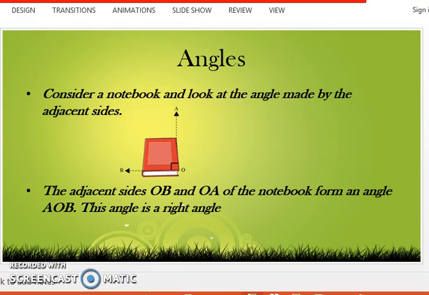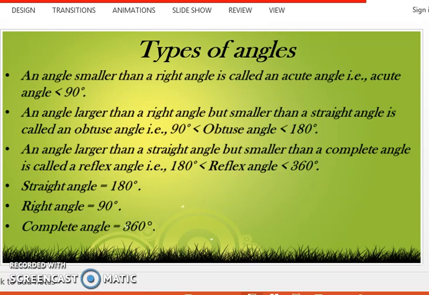What is an angle? See a notebook here. Look at the angle made by the adjacent sides. The adjacent sides OB and OA of the notebook form an angle. This angle is a right angle. There are different types of angles, class. We all know what an acute angle, right angle, straight angle, and obtuse angle are.